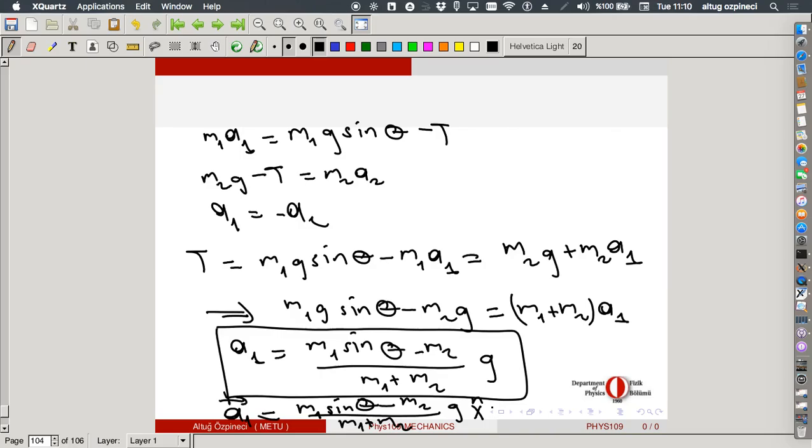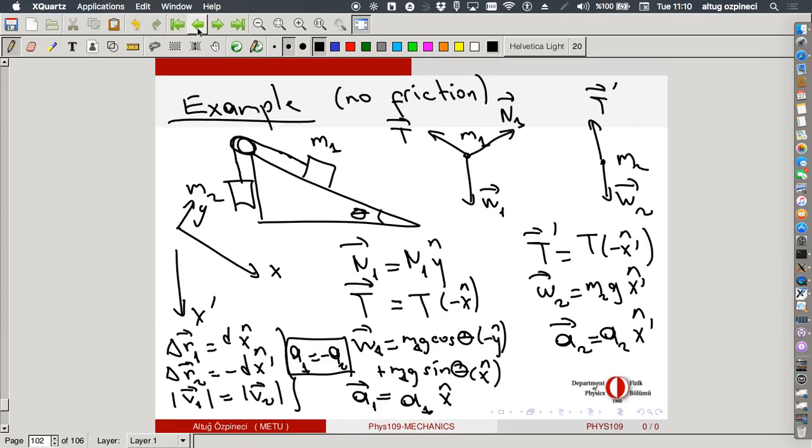So let's see, does this make sense? We can always look at certain limits to test whether our expressions make sense or not. For example, we can look at the case when theta is equal to 0. Now what happens when theta is equal to 0? Well, this inclined plane is not inclined, it's horizontal. So you have a mass over here, there's a pulley, there's another mass over here. Which direction should it accelerate? What is the direction of the acceleration?